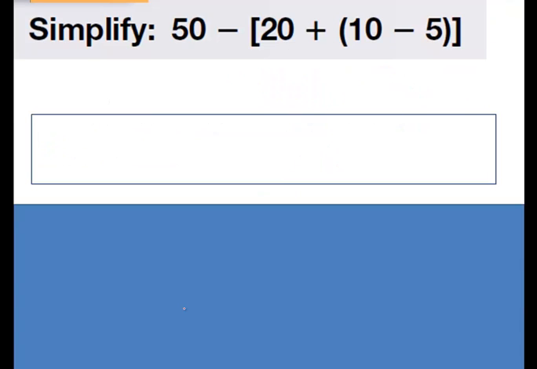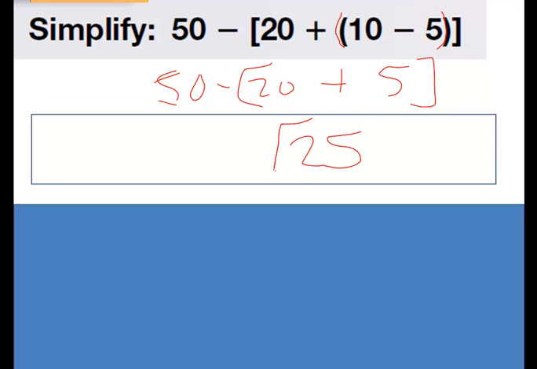So let's look at one. Let's see if you can solve this one here with me as I do it. What's the first thing that we're going to do here? We're going to do these parentheses because they're the innermost symbols of inclusion. So 10 minus 5 is 5. So now we have 20 plus 5, and then we have our 50 minus 5 out here. What's 20 plus 5? It's 25. I like to keep my symbols. And then what's 50 minus 25? Well, that's 25.